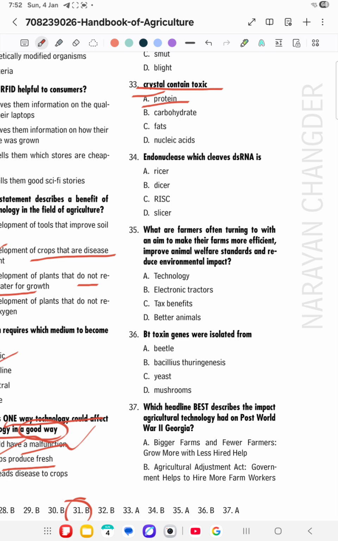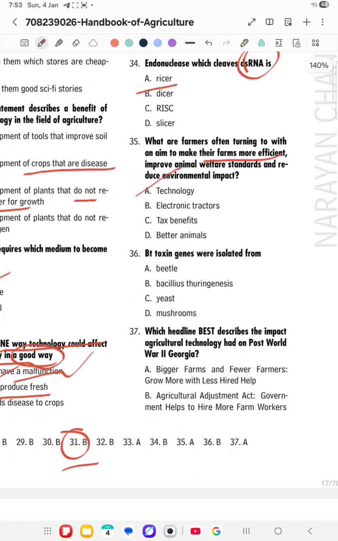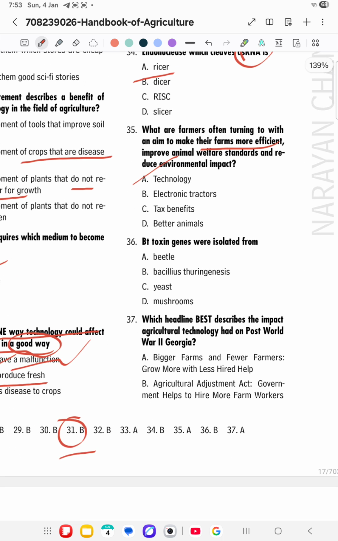Endonuclease which clips double-stranded RNA is ricer, dicer, riskin, slicer. Dicer. Endonuclease which clips double-stranded RNA is dicer. Yes. What are the farmers often turning to with an aim to make their farms more efficient, improve animal welfare standards, and reduce environmental pollution? Technology, I think. It's a very basic question. Bt toxin genes were isolated from Bacillus thuringiensis.